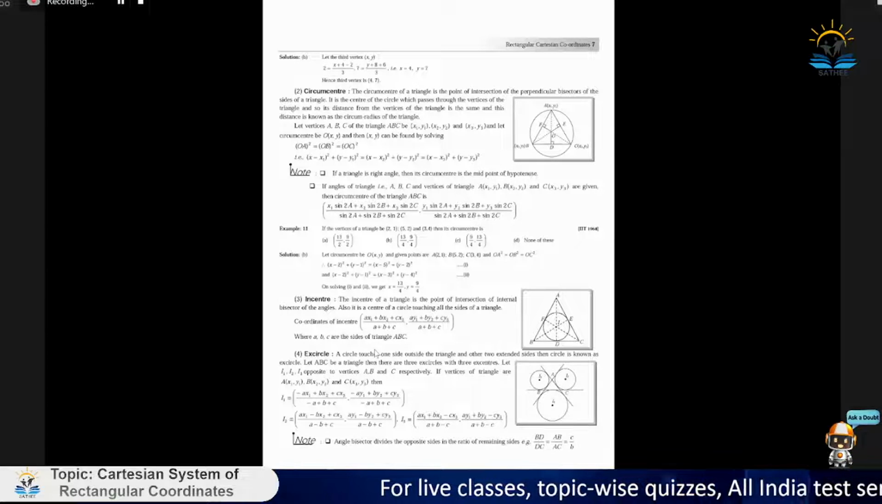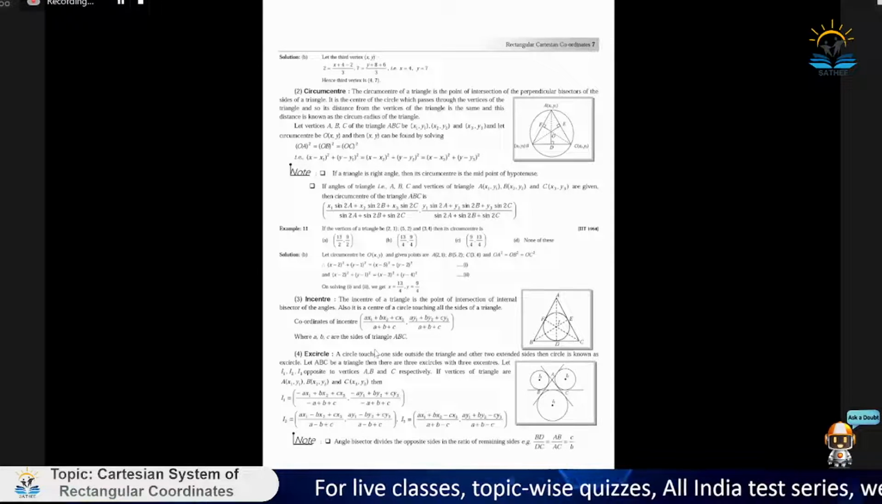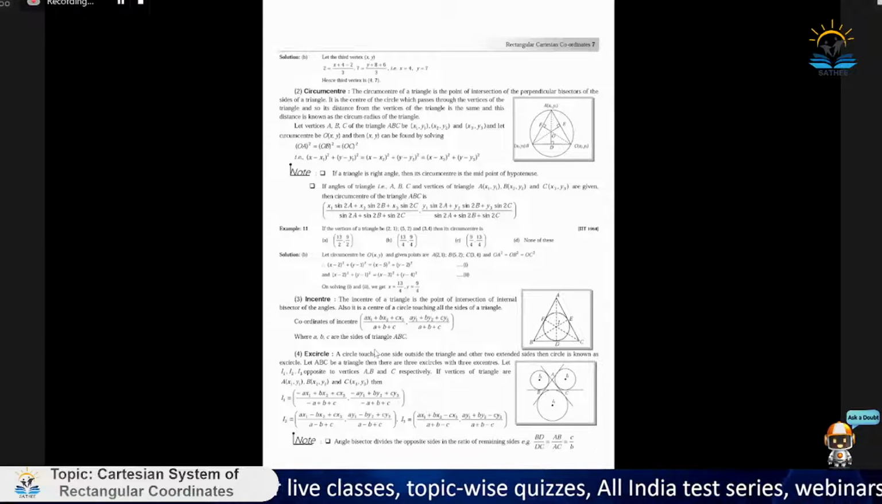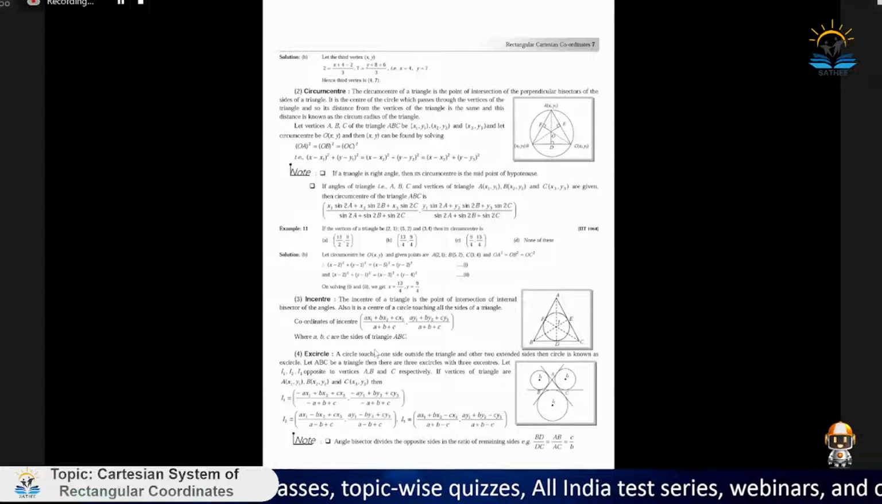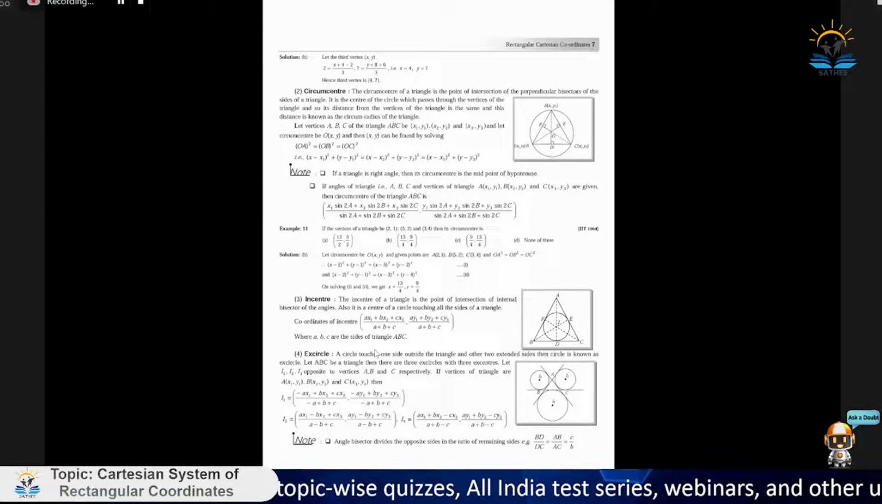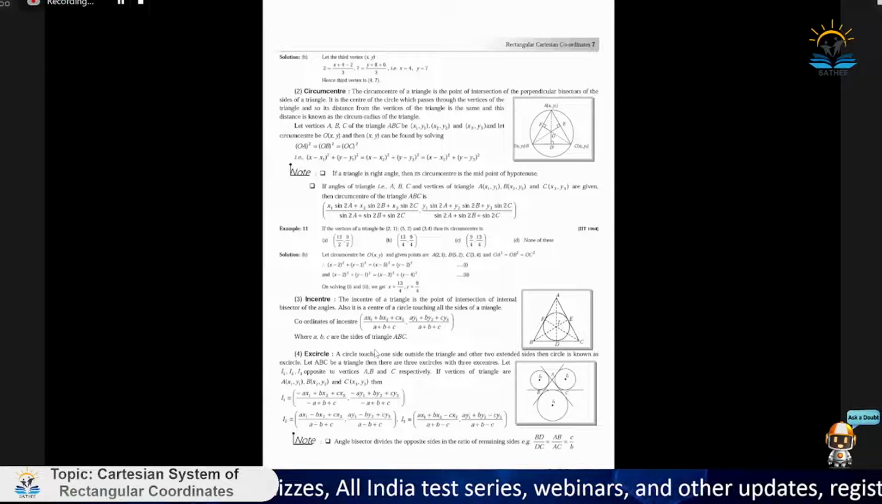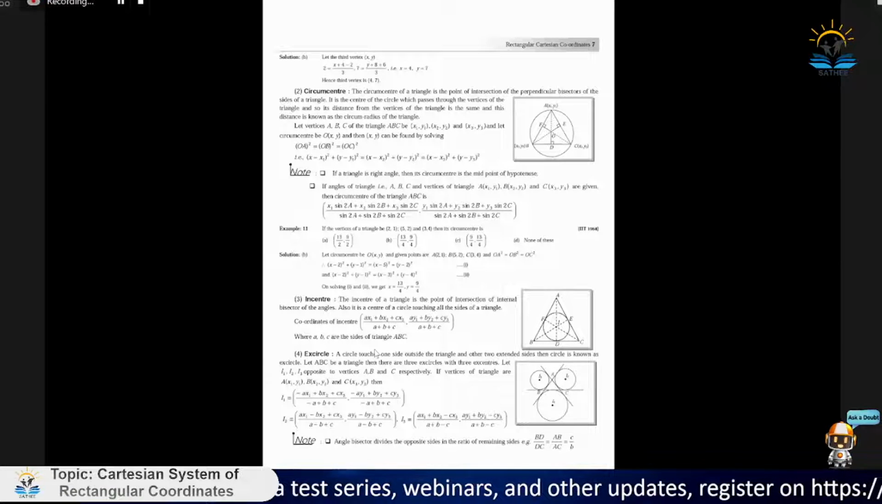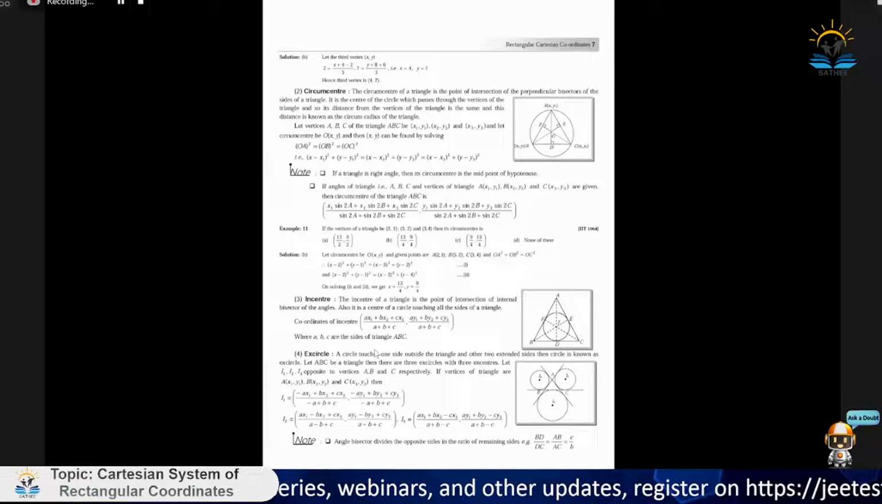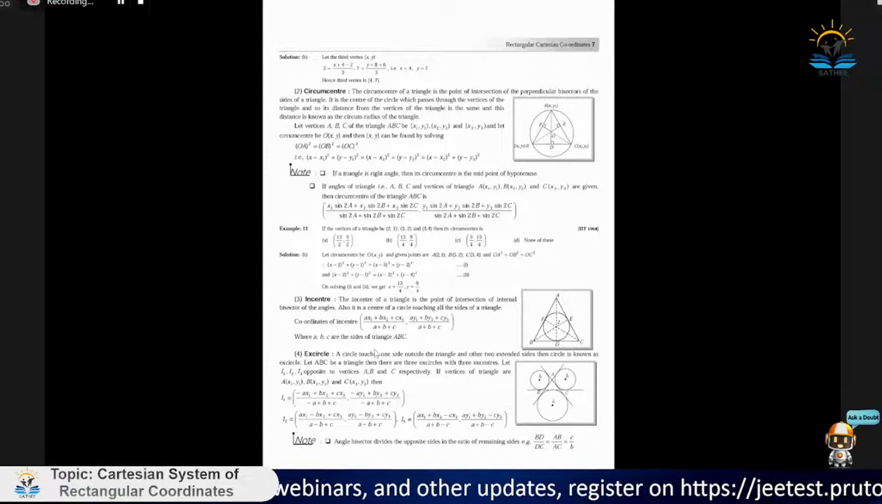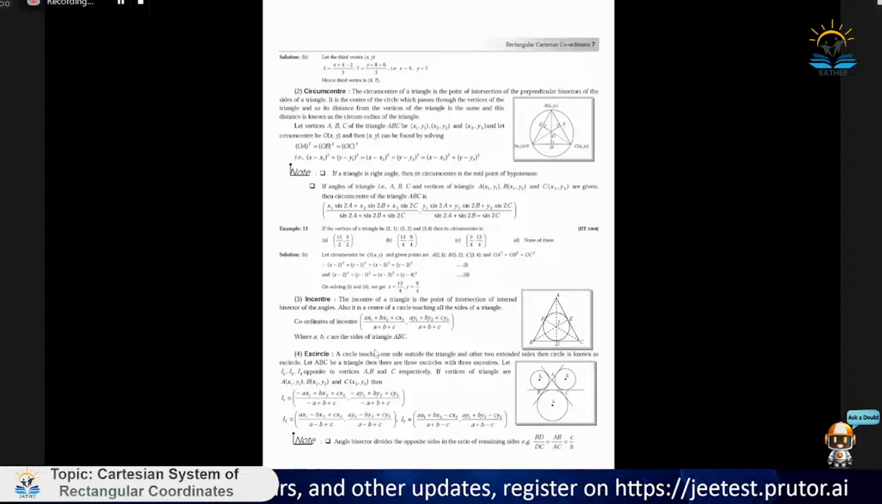So we'll solve some questions. Here we know the coordinates 2 comma 1, 5 comma 2, 3 comma 4, and we need the circumcenter. As I said, the distances OA, OB, and OC would be the same. So we'll write the equations. We will write the first equation, OA square equal to OB square, and the second equation, OA square equal to OC square. And when we solve these two equations, we'll get the x comma y coordinates.